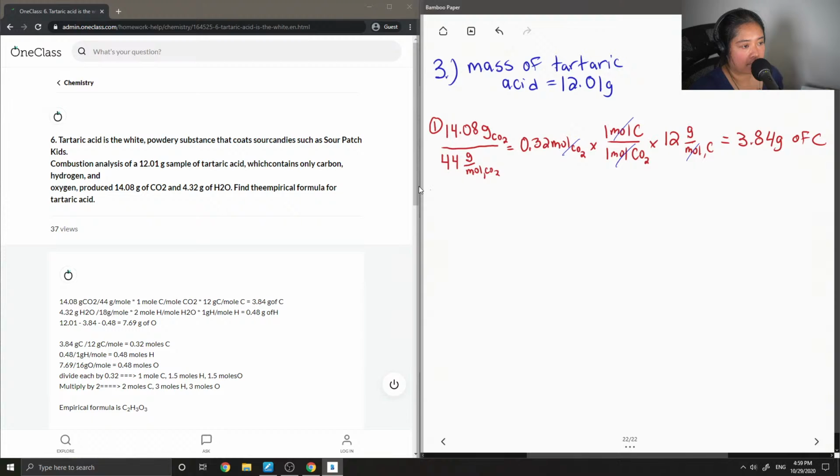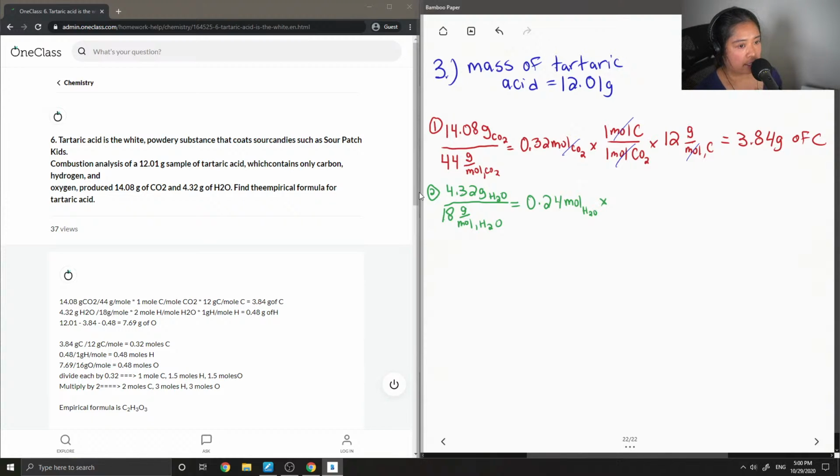So now let's do the same thing for hydrogen. 4.32 grams of water was produced after the combustion. And the molar mass of water is 18 grams per mole. So now I'm going to find the number of moles of water just by dividing those two values. And you get 0.24 moles of H2O.